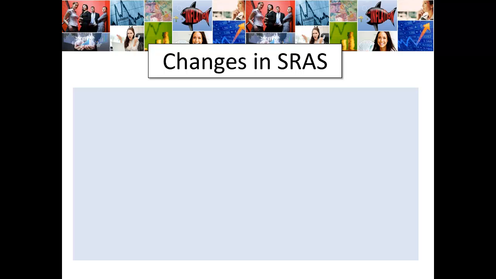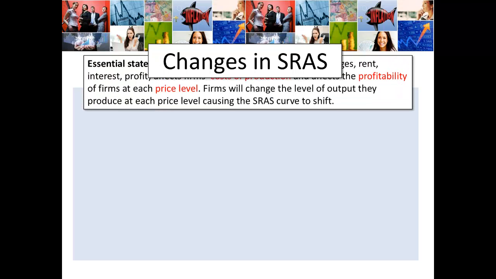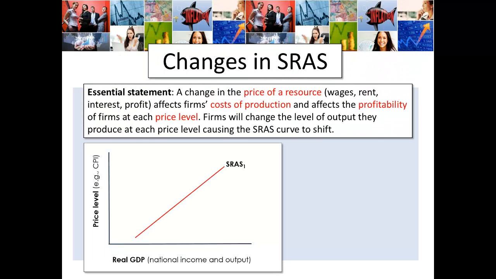Now, just as aggregate demand could change, we can get changes in the short-run aggregate supply curve as well. And here's an essential statement which often comes up in the assessments and the exam. A change in the price of resources, so we're talking wages, rent, interest and profit, those factors of production, they affect a firm's cost of production, and this affects the profitability of firms at each price level. High price levels, highly profitable. Low price levels, those profits drop. So firms are going to change the level of output they produce at each price level, and this can cause the SRAS curve to shift.